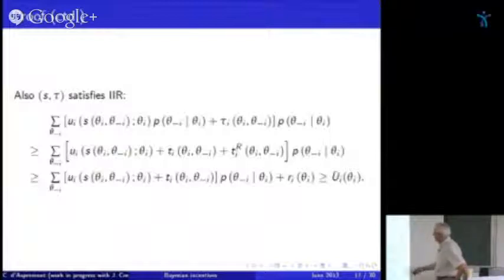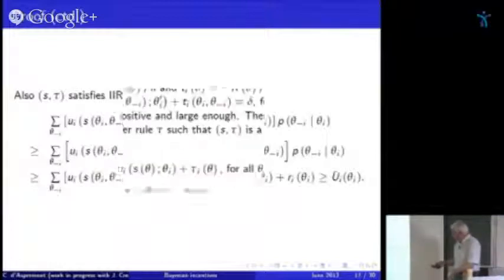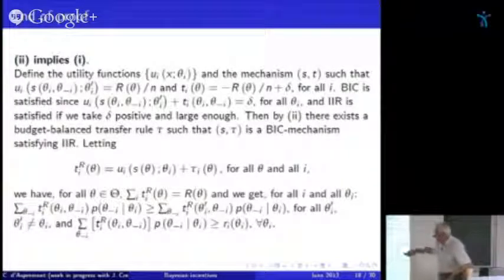You get this inequality, and so you get individual rationality. And of course, it's a little more difficult than the previous case, but you can also prove that 2 implies 1: for any utility function, you can derive condition C, so you have to get the reverse condition.